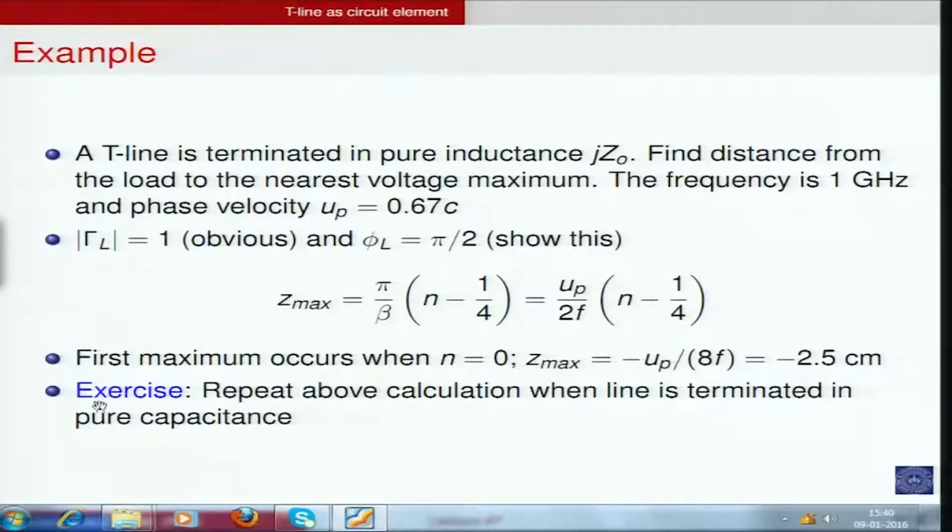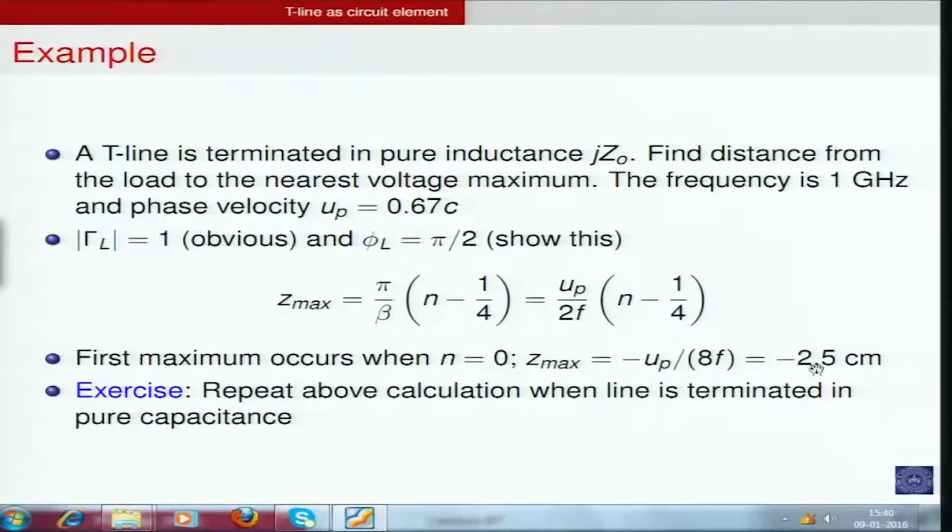Now here is a simple exercise. Repeat the above calculation, except that the line is now terminated in a pure capacitance. For a pure capacitance, ZL would be minus JZ0. Calculate for yourself when the first maximum occurs. Also calculate when the next maximum occurs.